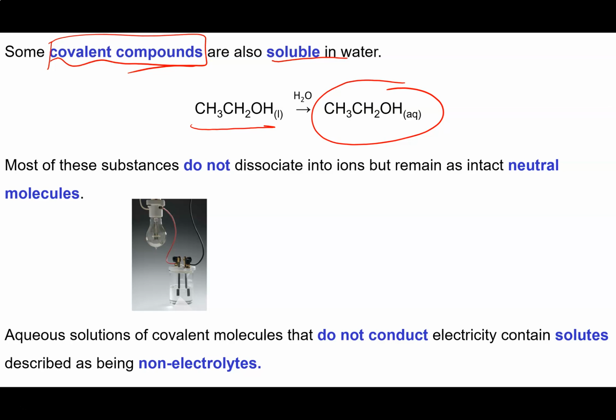So covalent compounds don't separate into ions unless they're acids. When they're dissolved in water, they remain as intact neutral molecules. And for this reason, because there are no mobile electrically charged particles, they do not conduct electricity, and we classify these kinds of solutions as what we call non-electrolytes.